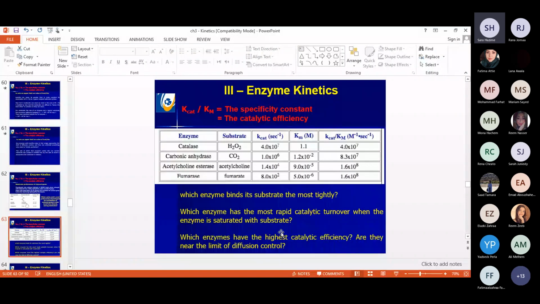The same example, if you take into consideration this table where you have different enzymes and a different substrate for each enzyme, the value of K catalytic and the value of Km, and the ratio K catalytic over Km. So we have the enzyme, its substrate, K catalytic, Km, and the ratio. And they ask you the first question, which enzyme binds its substrate the most tightly? If you have an answer, can you tell me please your answer? You can raise your hand. So which among these enzymes will bind most tightly to its substrate?